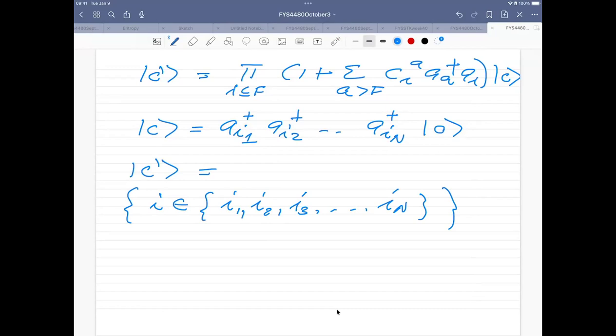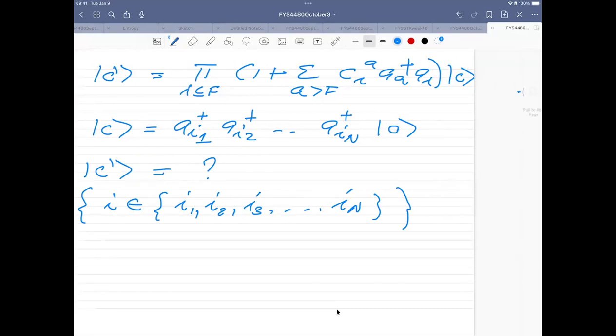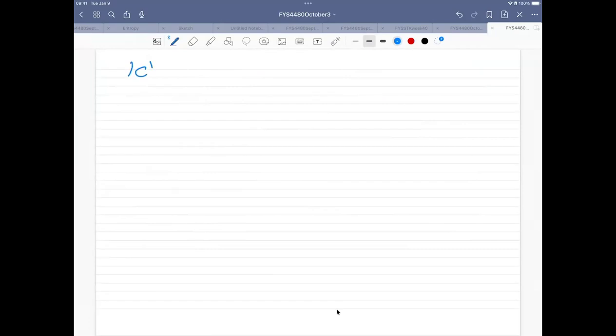So if I now write this out, let's just switch page here so we can fill everything in on just one page. We're going to see that this C prime is going to be given by 1 plus a sum over A of C_I1^A, and then I have a_A^† a_I1, so I'm just writing out the product. Previously I had the product, so now I'm just picking out every element in the product.